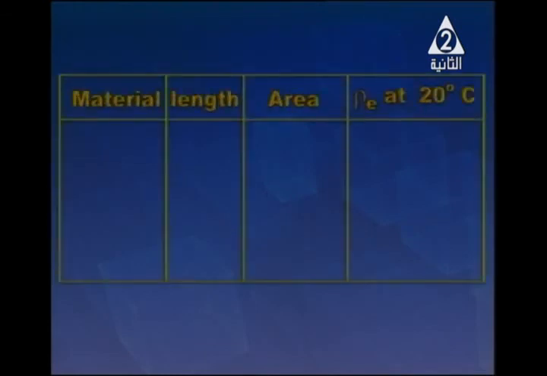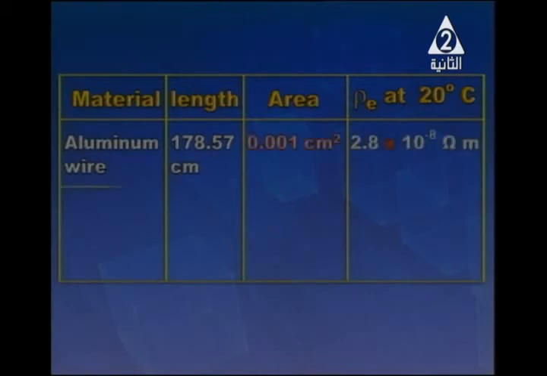Another problem, but it is very important. Here we've got a table. We've got different types of wires. Aluminum wire: its length is mentioned, 178.57, area also, and resistivity at 20 Celsius.